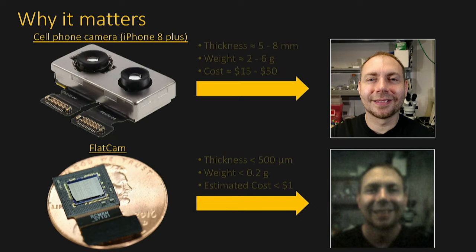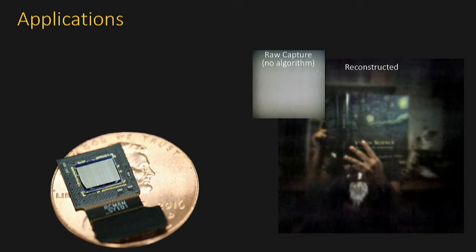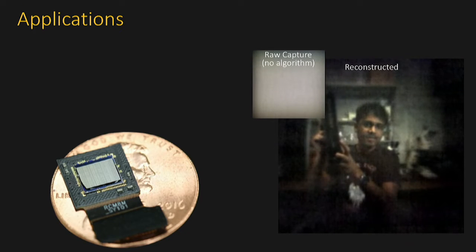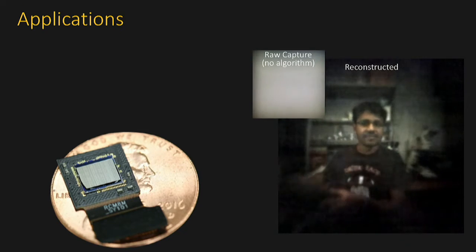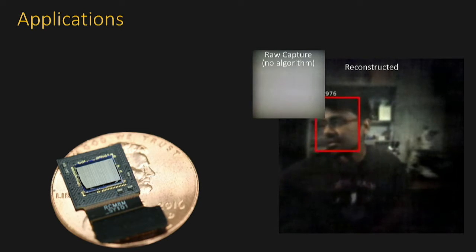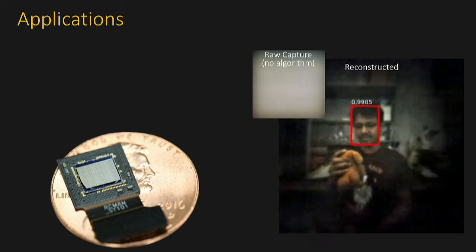Who cares? Well, our technology allows us to make a device that's less than 500 microns thick, that's less than 5 human hairs, that's less than 0.2 grams in weight, and can be integrated into the semiconductor fabrication process, making the cost just barely over the imaging sensor itself. And we can look at a video where it may be a little bit low quality here, but we're able to do inference tasks like face detection and face verification.